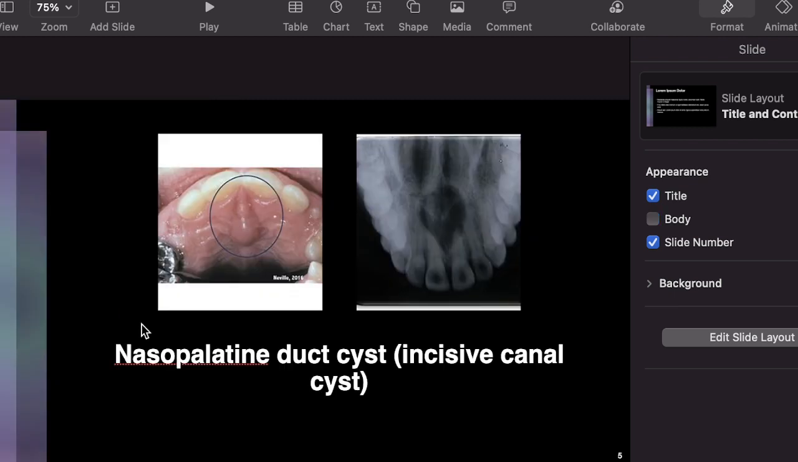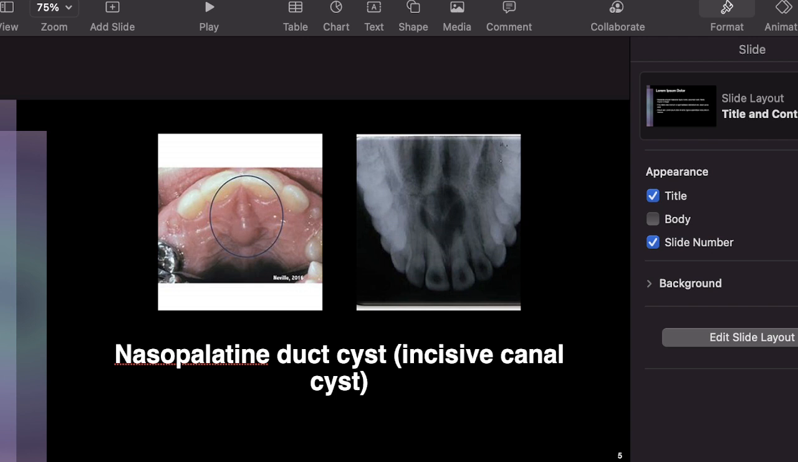If you look at the color diagram, you can clearly see it is present between the central incisor teeth, and on a radiograph, again beautifully, you can see that it looks heart-shaped or inverted pear-shaped.